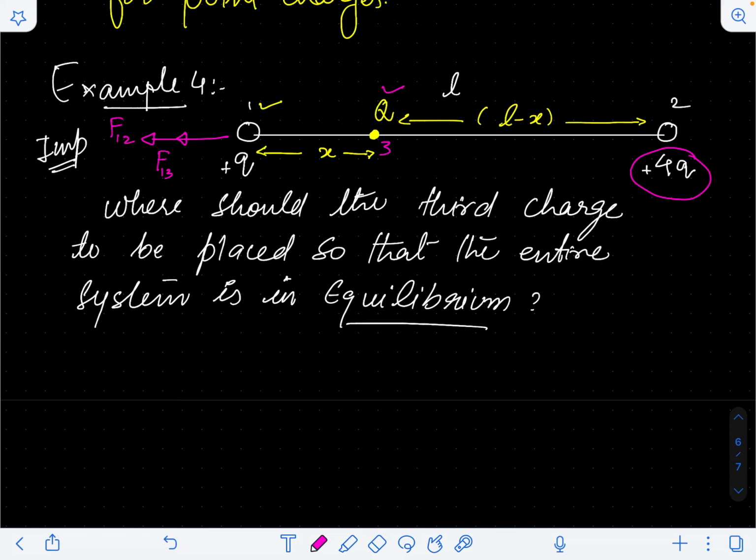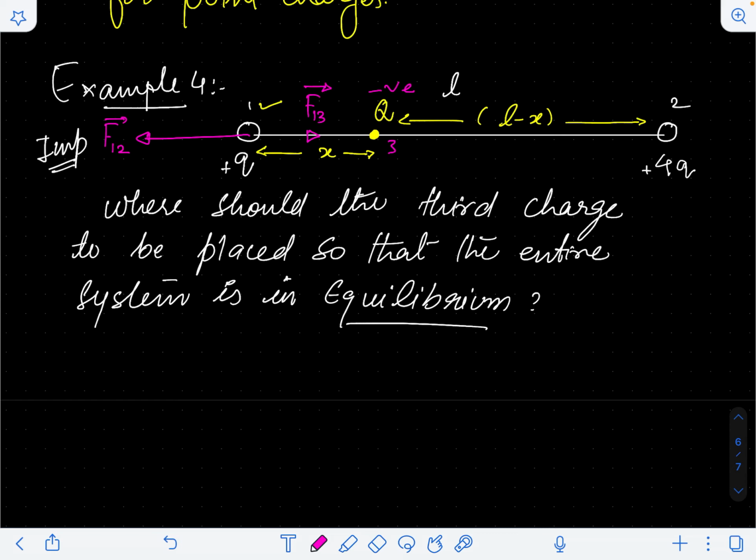Okay, but if we consider the third charge is negative in nature, let's see what happens. Now the force due to second on first, this is the force due to second on first, in this direction. But the force due to the negative charge, that is the third charge on first, is in this direction. It's the force on first due to 3.